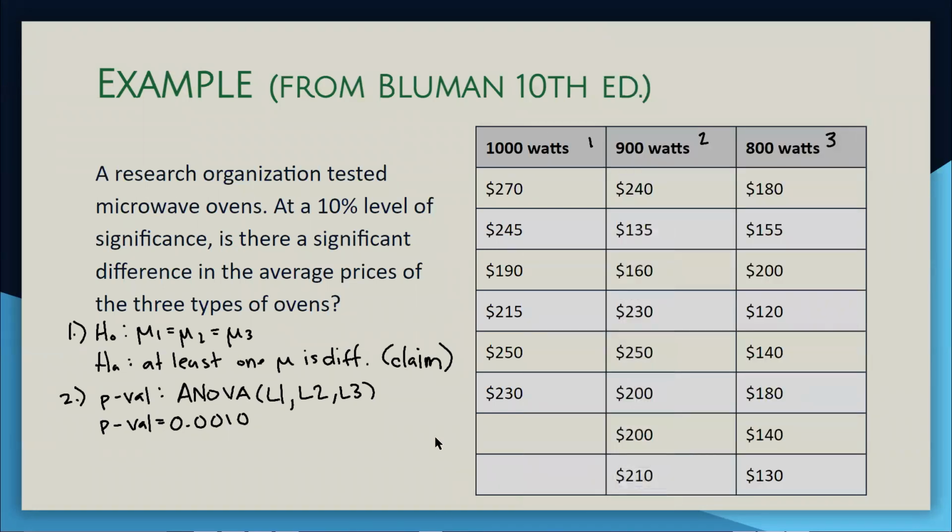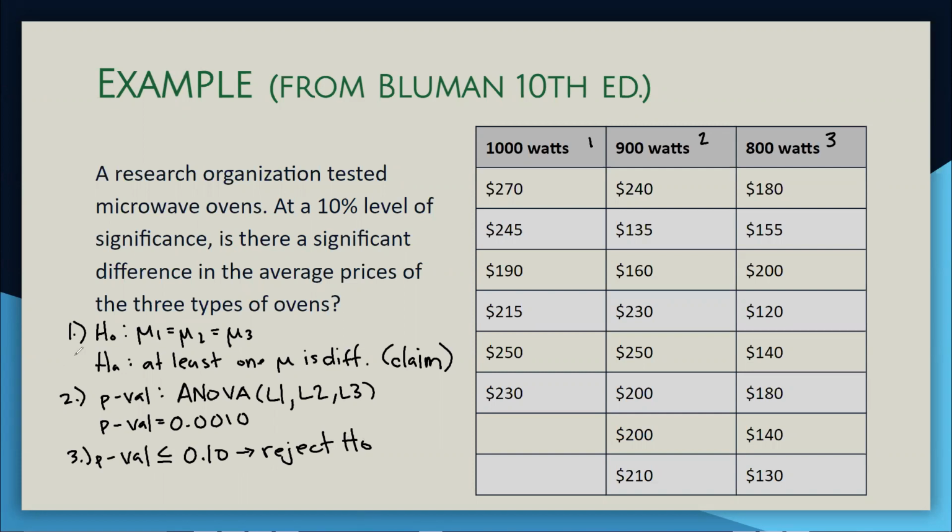So from here, I can make my decision. For step 3, we compare our p-value to our alpha, and our alpha is 10%, which is 0.10. And 0.001 is way less than 0.1. So we can confidently reject the null.